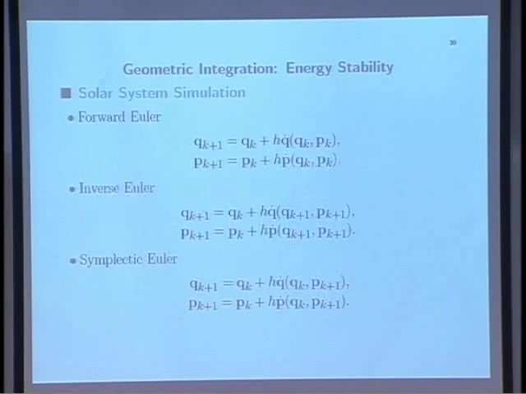Okay. So as a simple motivation, I'm going to look at solar system dynamics, and there's the standard forward Euler approximation to the equations of motion. There's inverse Euler, which is implicit in position and momenta, where Q is position and P is momentum. And there's a symplectic Euler method, which is explicit in position but implicit in momentum. From the point of view of computational cost, forward Euler is the cheapest, symplectic Euler is somewhere in between, and inverse Euler is the most expensive. Okay? So let's see what happens.